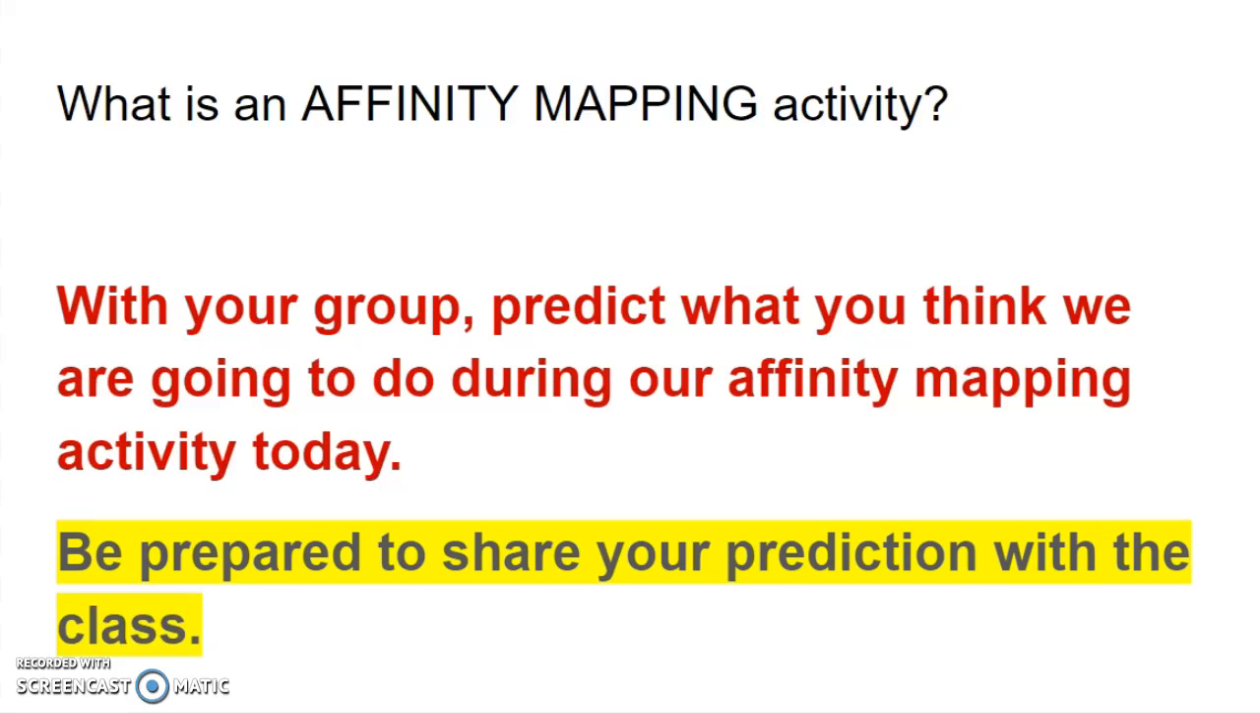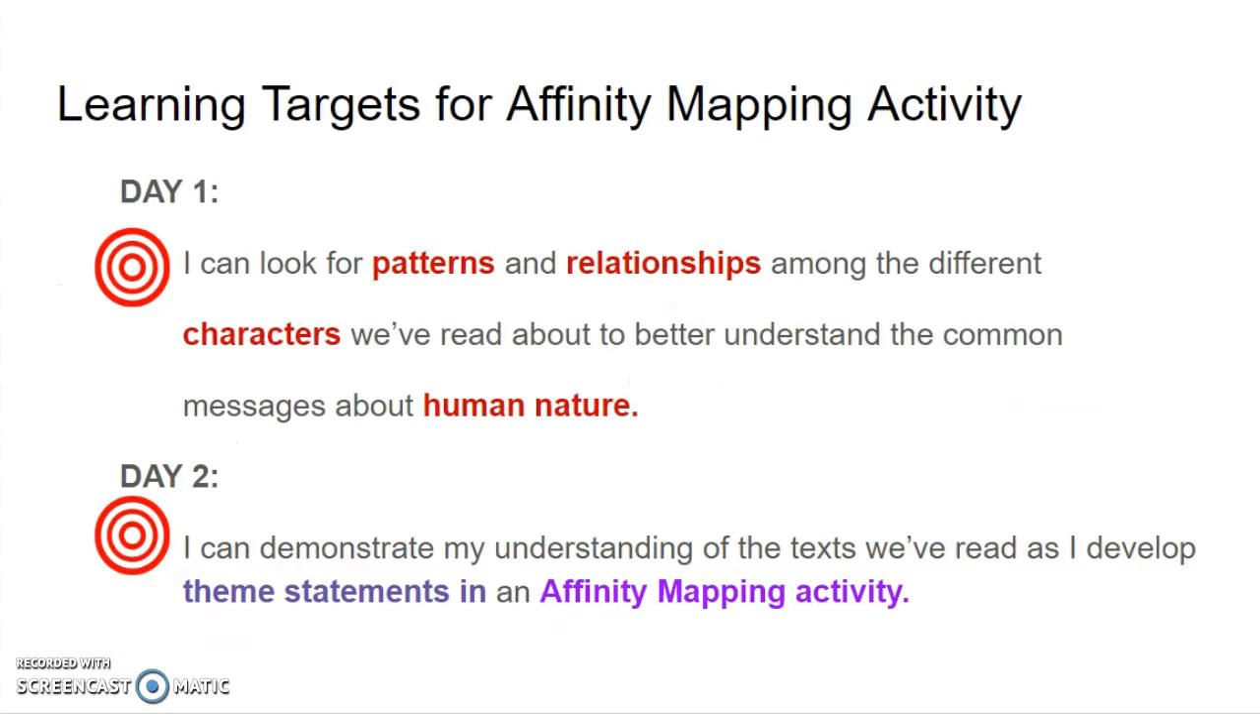Okay, now that you have shared your predictions, I'm going to share with you the learning targets for today. Today's learning target is: I can look for patterns and relationships among the different characters we've read about to better understand the common messages about human nature. So again, we're talking about looking for patterns and relationships among the different characters. We can also look for patterns and relationships among the different ideas and concepts. So today we're really going to focus in on characters. And again, everything comes back to understanding human nature.